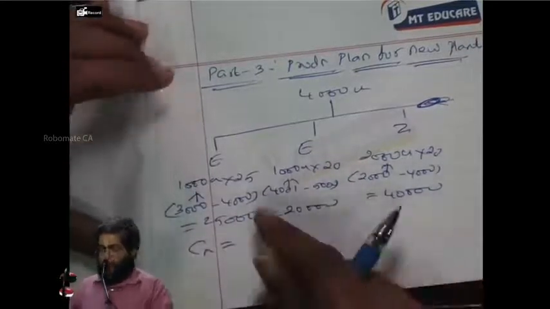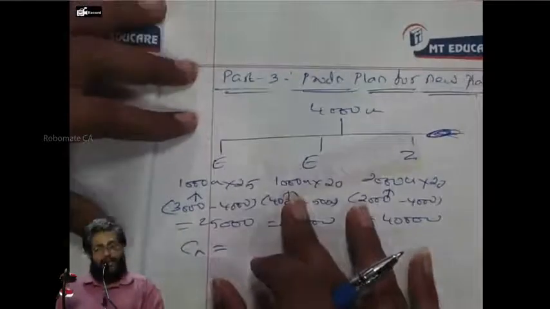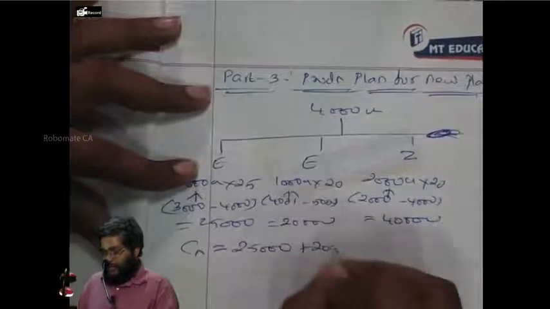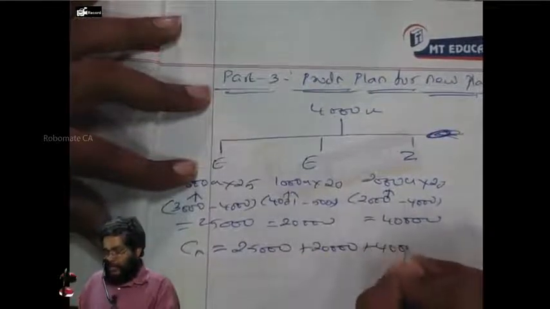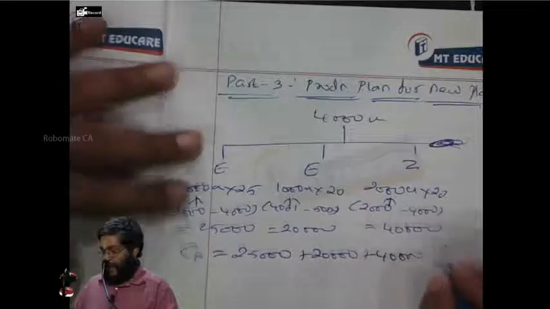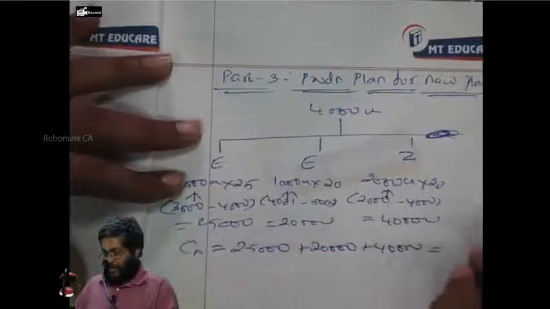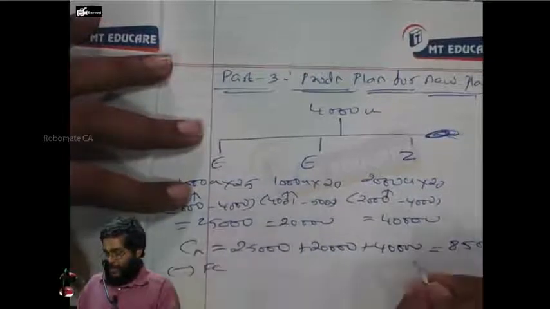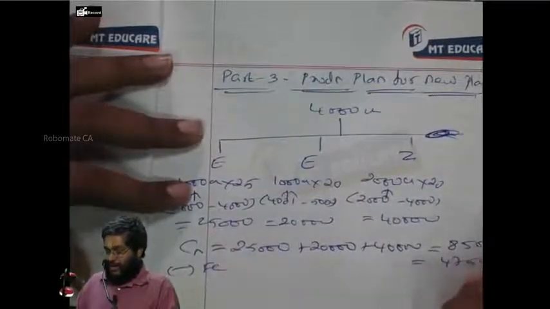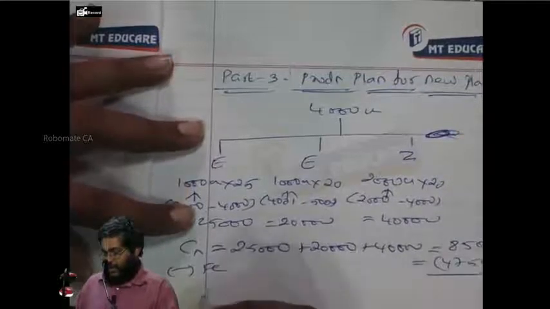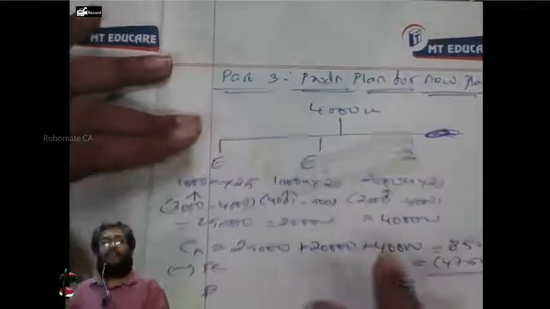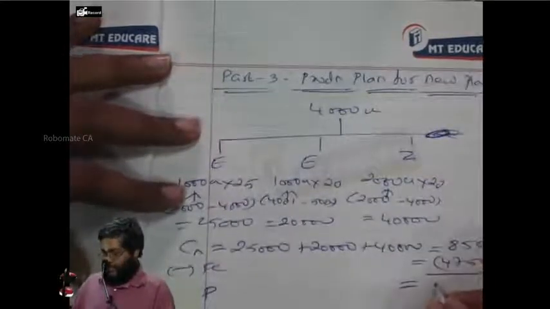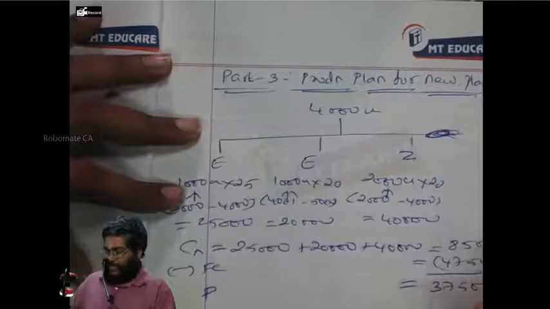Contribution is equal to. Continue writing. Are you following and writing or not? Contribution is equal to, tell me the number: 25,000 plus 20,000 plus 40,000. The new plant is going to give me a contribution of how much rupees here? 85,000. But the fixed cost is only how much rupees? 47,500. The new plant can give me a profit of how much rupees? 37,500.